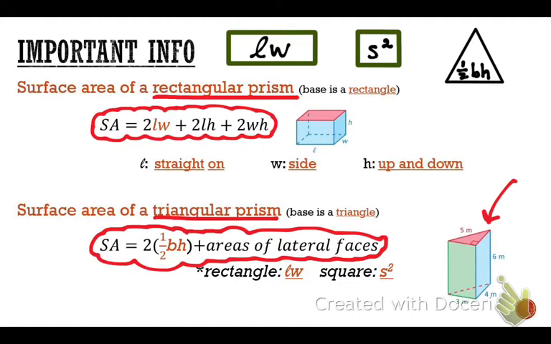Triangles and rectangles. Remember, the base can only have 2. What do we have 2 of? Do we have 2 rectangles or do we have 2 triangles in this one? 2 triangles. We have 2 triangles. This is one of the triangles. Where's the other one? On the bottom down here.